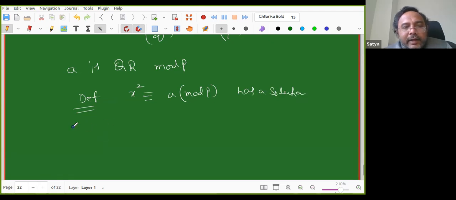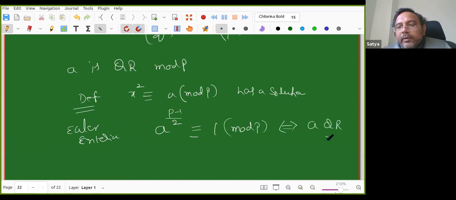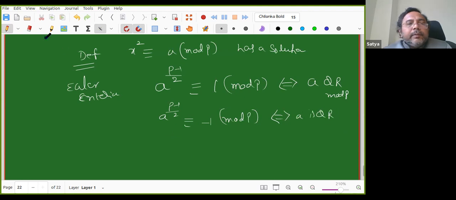Next there is Euler's criterion. Euler's criterion says that a power P minus 1 by 2 is congruent to 1 mod P if and only if a is a quadratic residue modulo P. This automatically says that a power P minus 1 by 2 is congruent to minus 1 modulo P if and only if a is a quadratic non-residue modulo P. So this is the power of Euler's criterion.